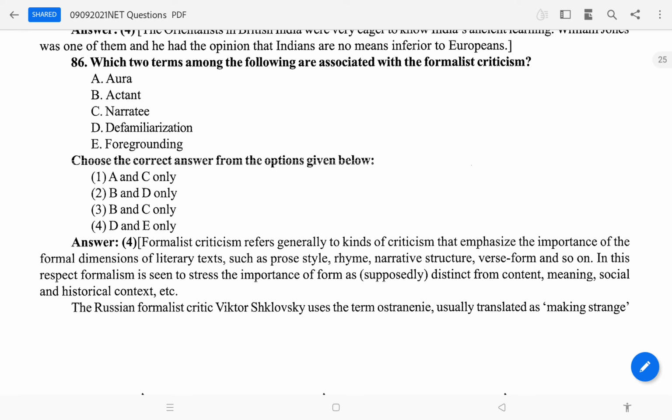So defamiliarize means that a writer always tries to defamiliarize the work, the same story, the same plot. They try to make it new and say the same story in a different way, so you find it unfamiliar. Therefore you get interested to know more about the writing, right? So the terms defamiliarization and foregrounding.